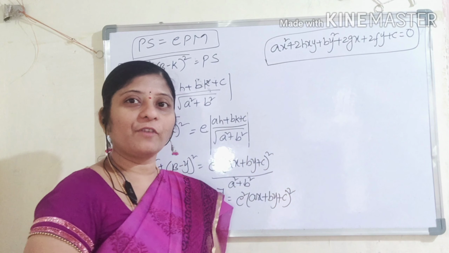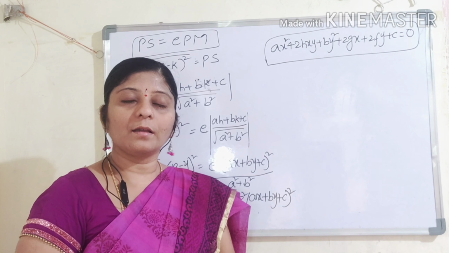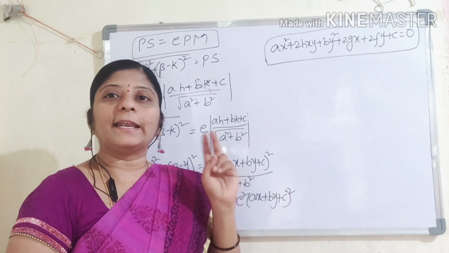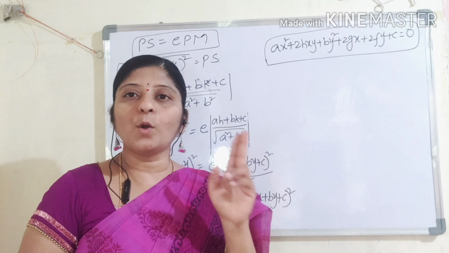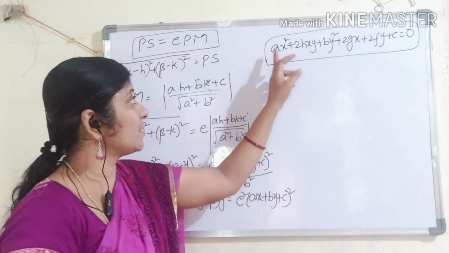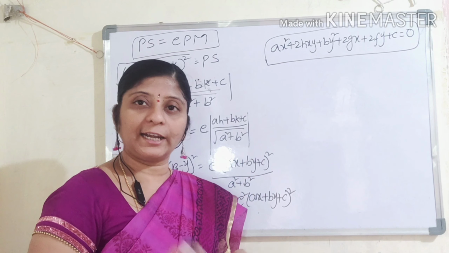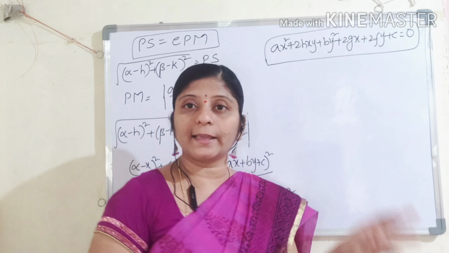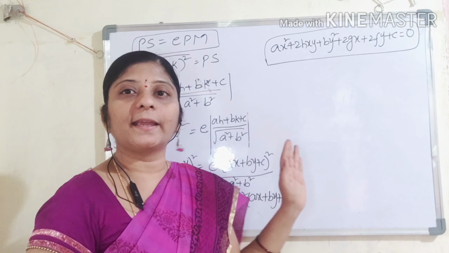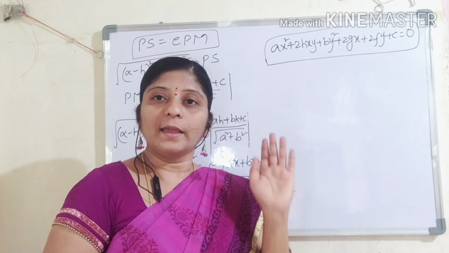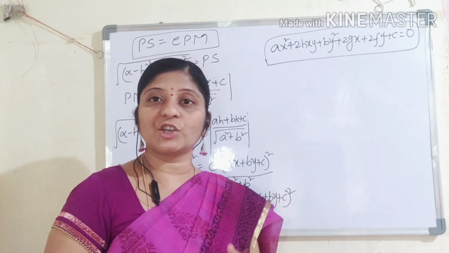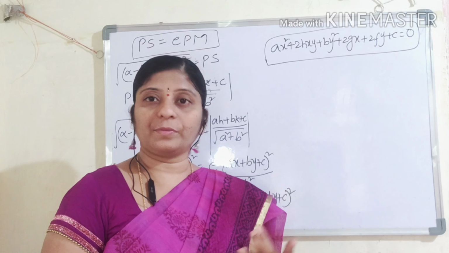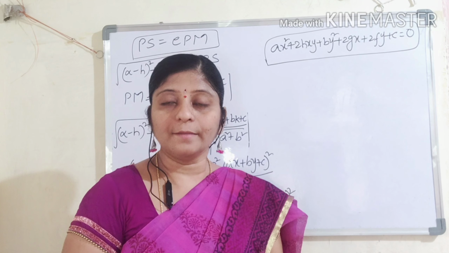Did you see this type of equation anywhere? Yes, in pair of straight lines. What is this equation? It is a second degree non-homogeneous equation, because the first 3 terms have degree 2, the next 2 terms have degree 1, and the constant has degree 0. That means by applying conditions for this second degree equation, we get different conics.